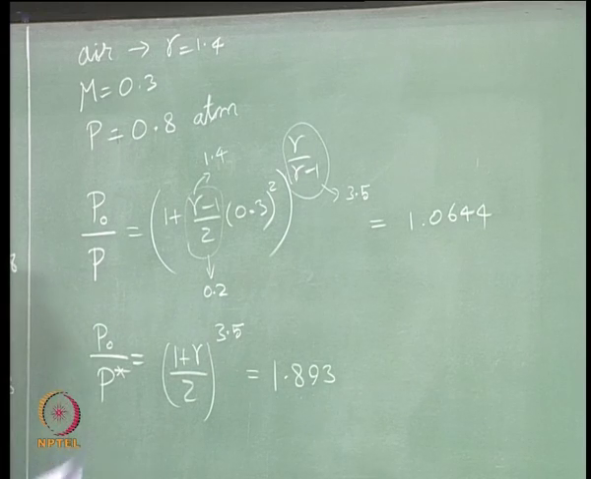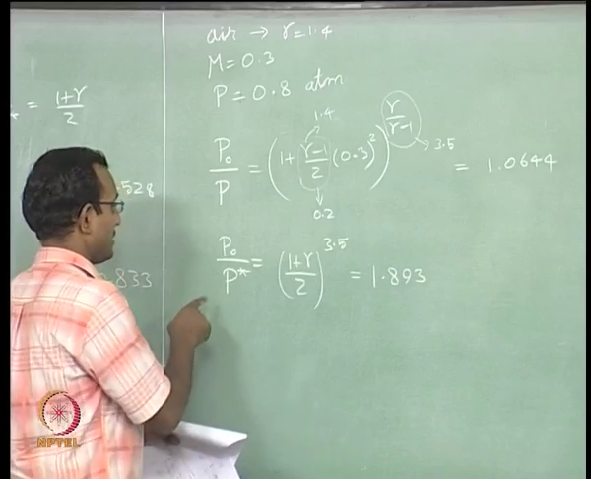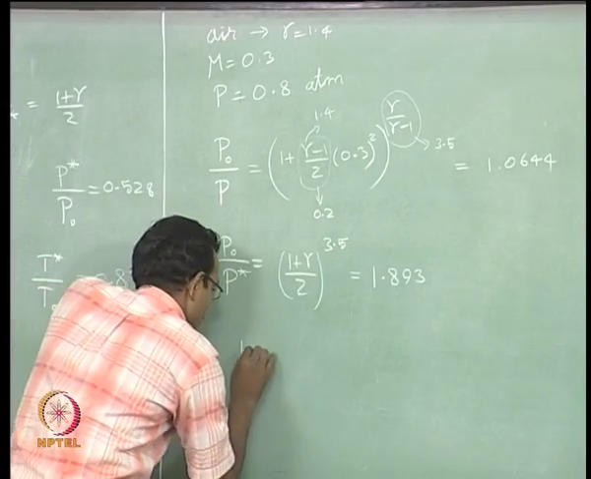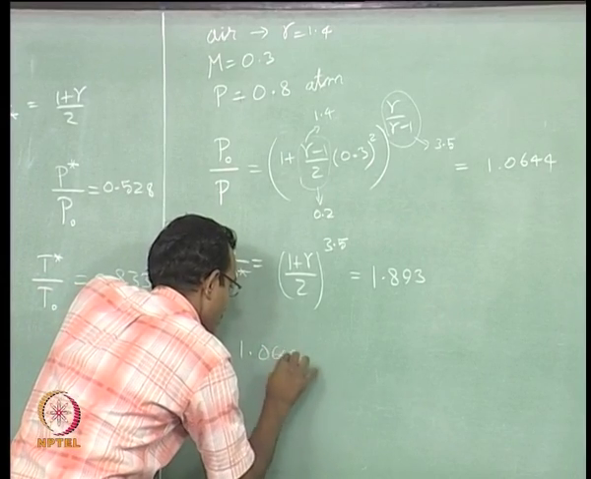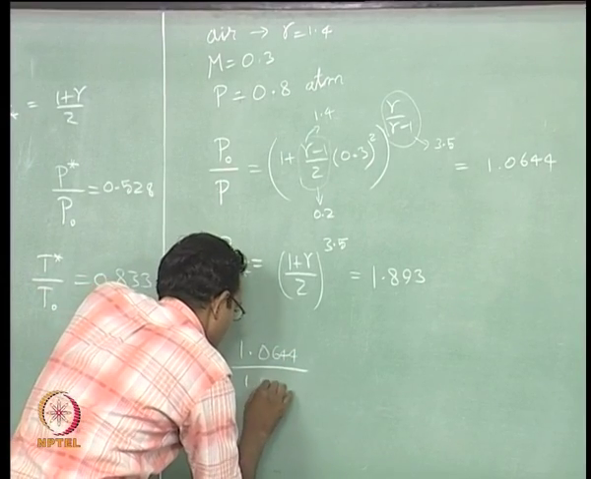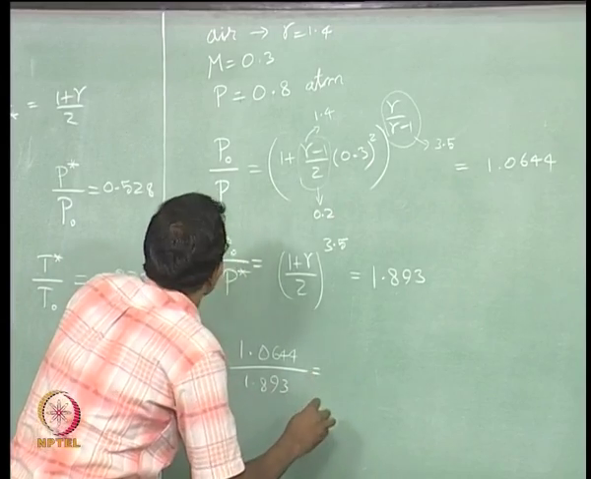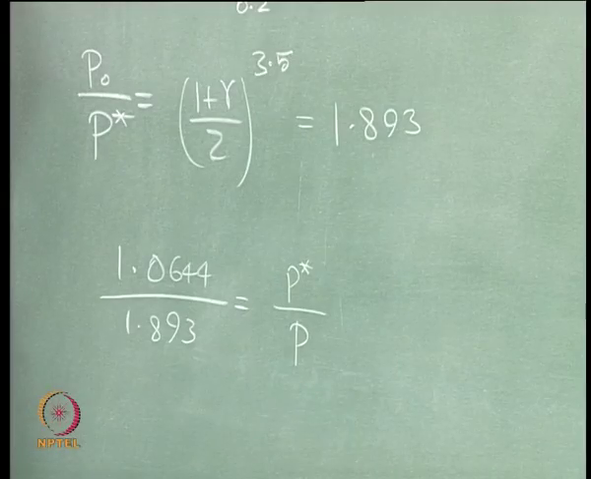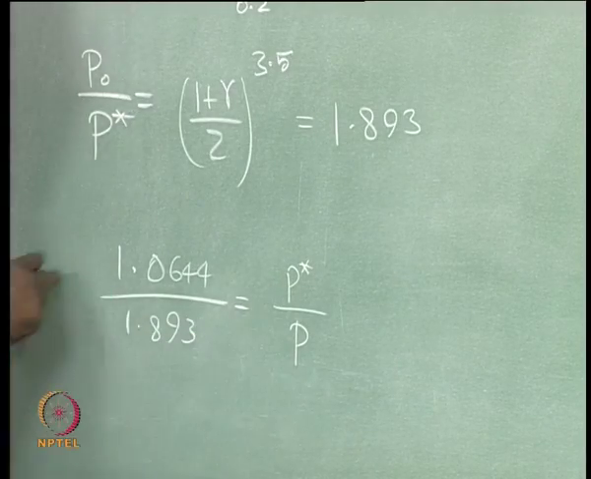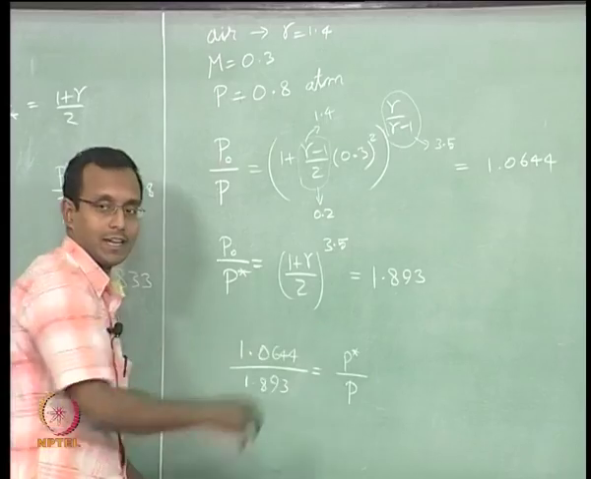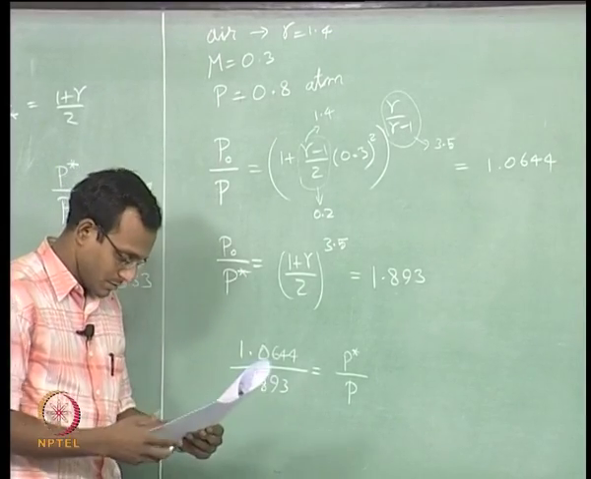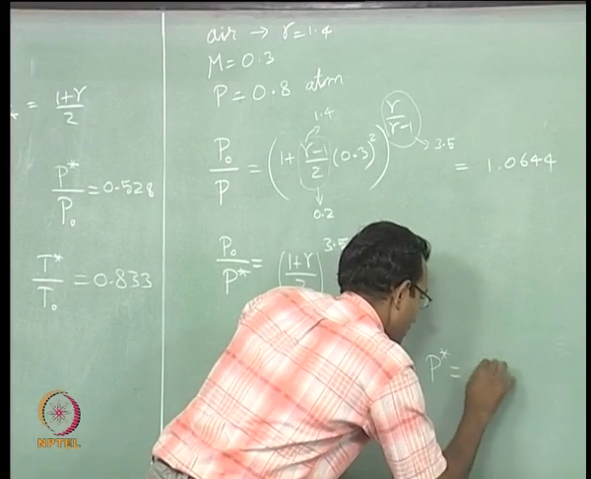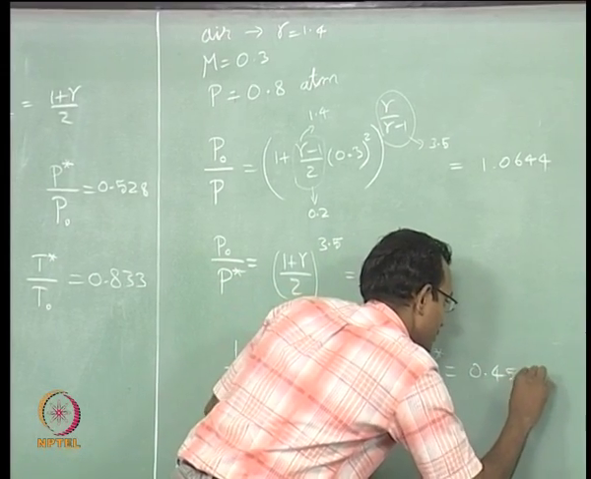Okay. So I finally want P star in the numerator, so I will take this divided by this. So 1.0644 divided by 1.893 is equal to P star by P. So from here I can take P here, which is 0.8 atmospheres, I can get a P star. This is a simple enough way to solve, and the answer happens to be 0.45 atmospheres.